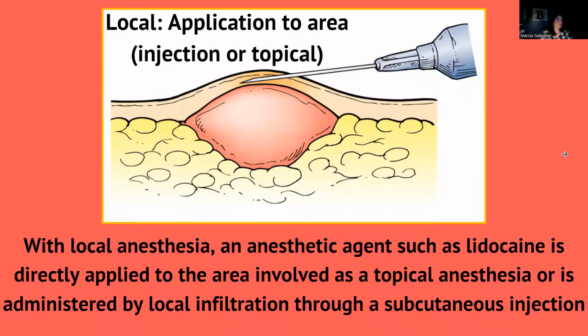So let's talk about local. Local is an application of anesthesia to the area. It's an injection or topical cream. So here you can see the needle. With local anesthesia, an anesthetic agent, such as lidocaine, is directly applied to the area involved as a topical anesthesia or is administered by local infiltration through a subcutaneous injection. Okay, so again, you can see the needle is only going into the top layer of the tissue.